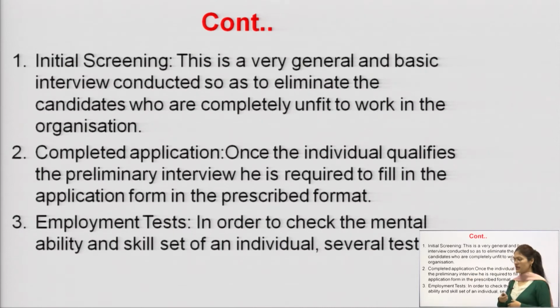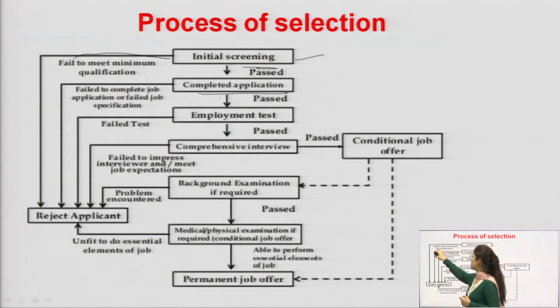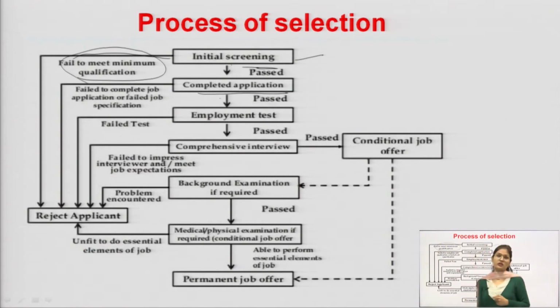Once he has passed that initial screening, then only he can proceed to the completed application step, right? And if he is not able to pass this initial screening, obviously he will fail to meet the minimum qualification and he will get rejected, right? So number one is, once he has passed it, then only he will proceed to the next step, that is a completed application. Once the organization or the manager feels that yes, he is suitable for this particular position, that means he has the basic eligibility, then obviously they will call him for the interview.